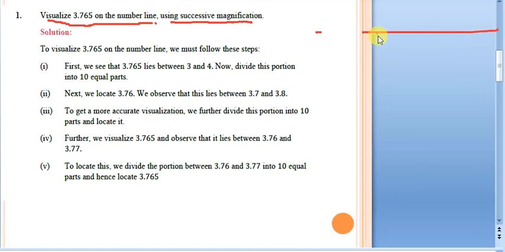So we have a number line, so there are numbers 3. So here 2 will be there, here 4 will be there, it will be 1 here, it will be 0, and this side we have negatives. Now first of all, see our number, has it crossed 3 or not? So for sure it will lie between 3 and 4.